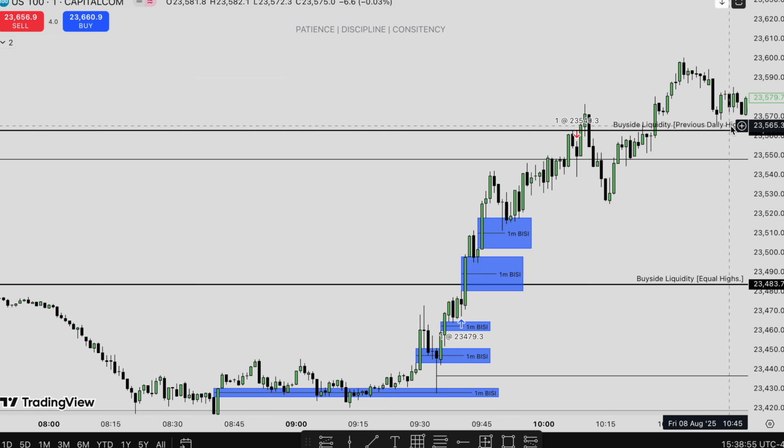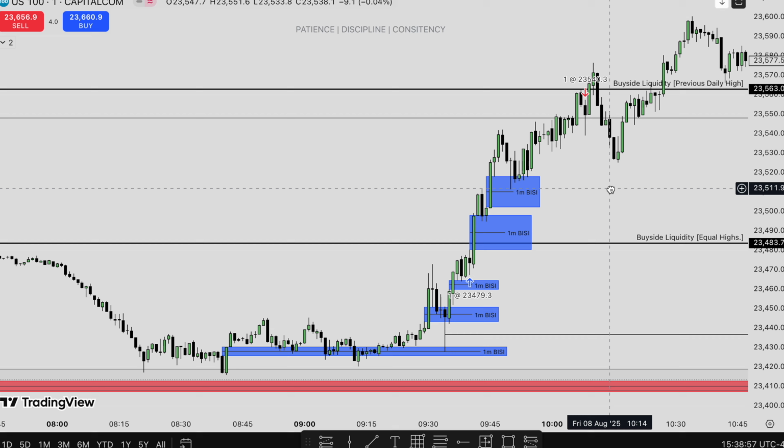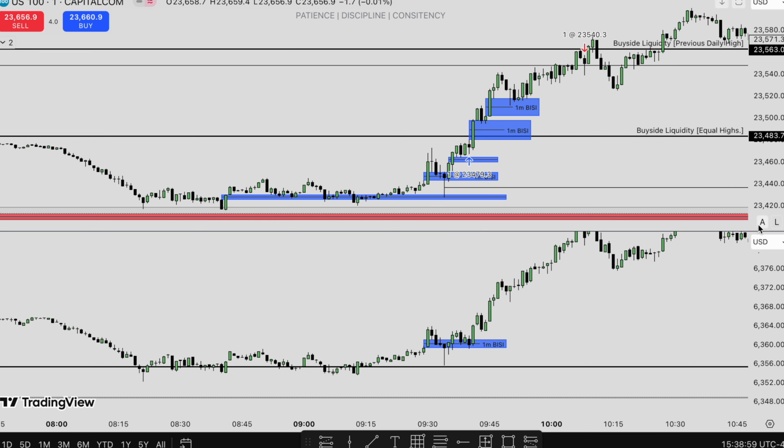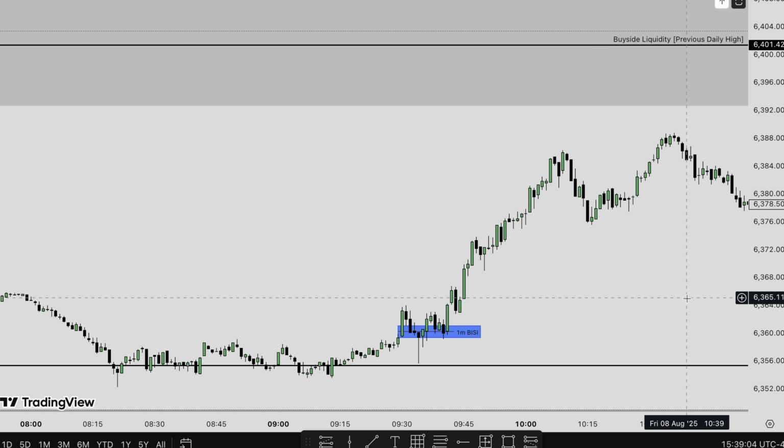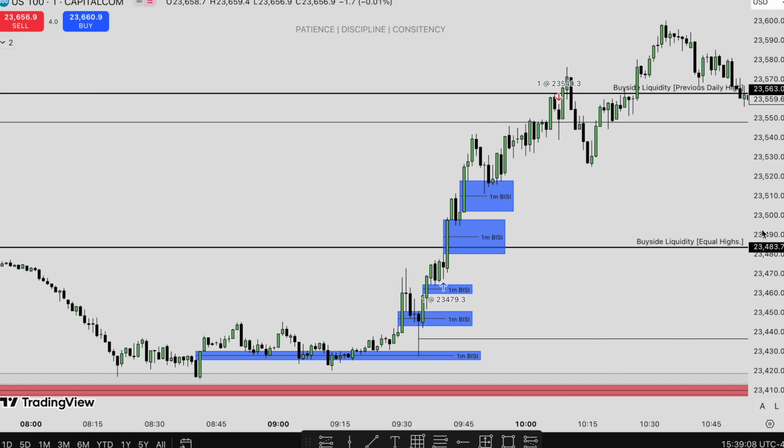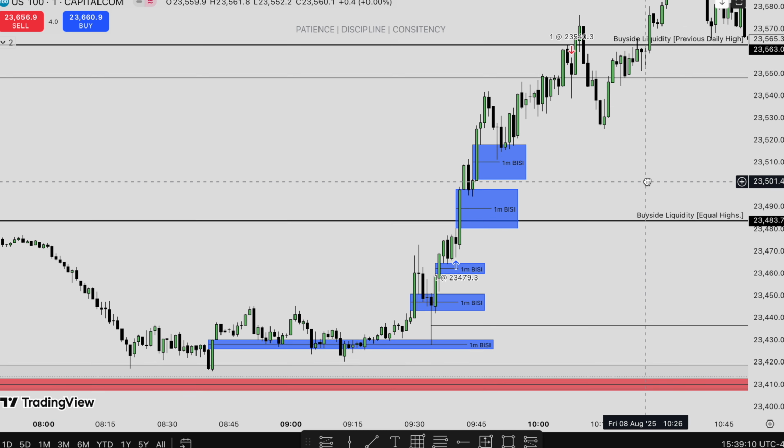So price eventually hit my liquidity on US 100. We're still looking to draw for the previous daily high, right? We're still looking to draw for that. So this was my overall execution.